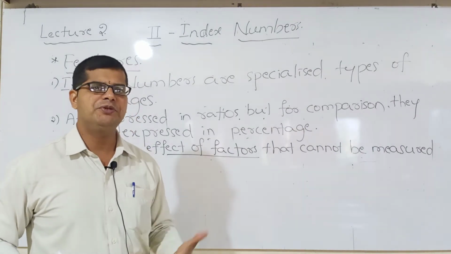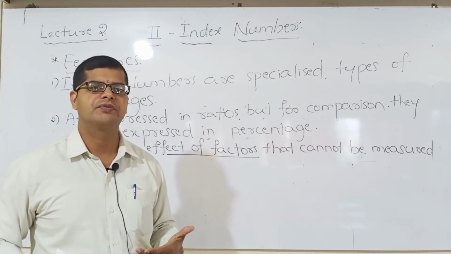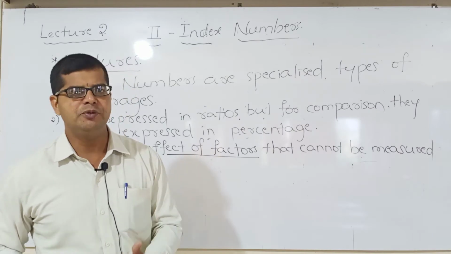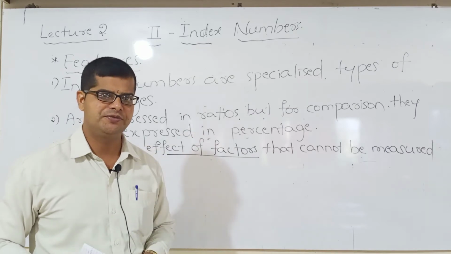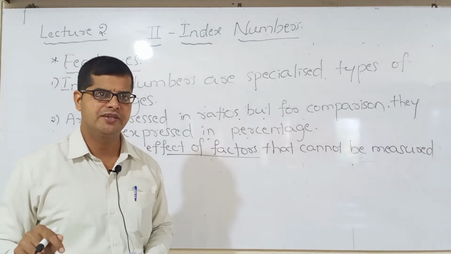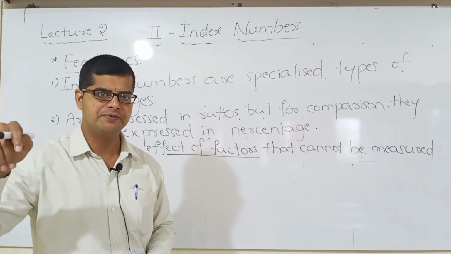Similarly, in first PUC you scored 80%. In second PUC your score is 70%. So there is a decrease in the percentage. So why has this happened?